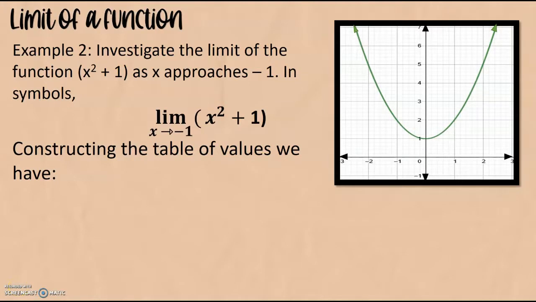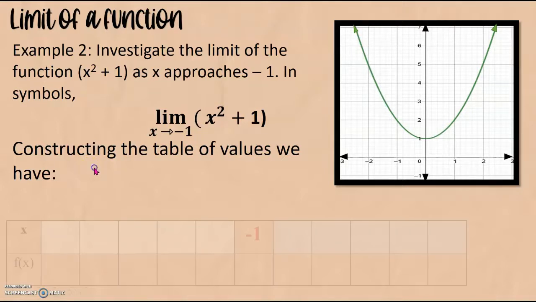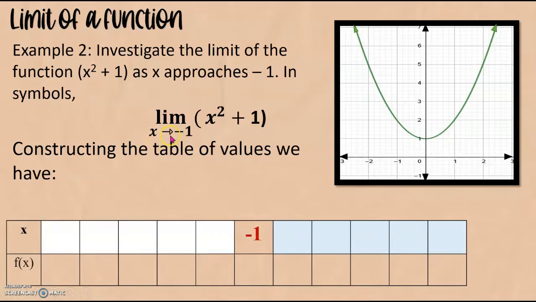Let's have example 2. Investigate the limit of the function x squared plus 1 as x approaches negative 1. In symbols, the limit of x squared plus 1 as x approaches negative 1. Now let's have first a table of values. Since x is approaching negative 1, we have to make sure that our values are really approaching negative 1 and are very close to negative 1 from both sides. Let's have first the values of x as x approaches negative 1 from the left.